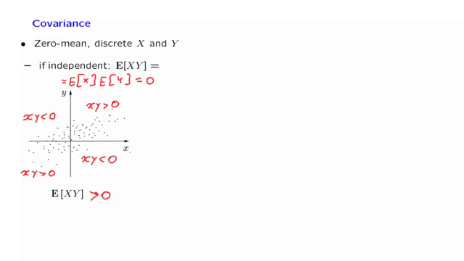On the other hand, if the diagram takes this form, then most of the time the pair XY lies in this quadrant or in that quadrant where the product of X times Y is negative, so the random variables X and Y typically have opposite signs, and on the average the expected value of X times Y is going to be negative. So here we have a positive expectation, here we have a negative expectation of X times Y.